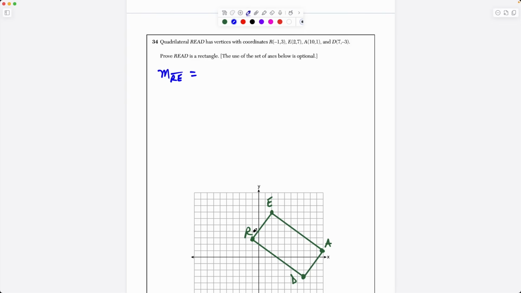So I'm just going to use rise over run. I'm going to go up 1, 2, 3, 4, and then run 1, 2, 3. So I have to rise 4 and run 3 to get from R to E. That tells us the slope of RE.